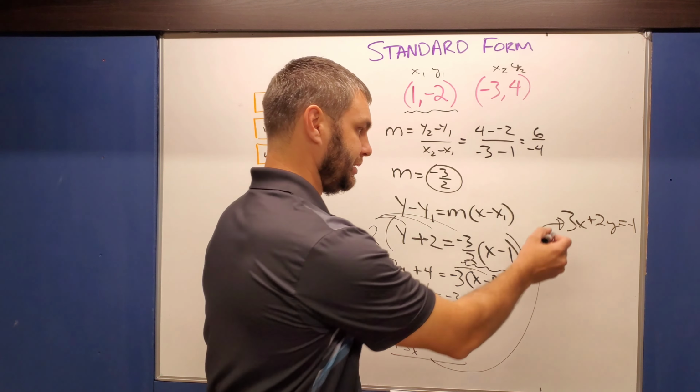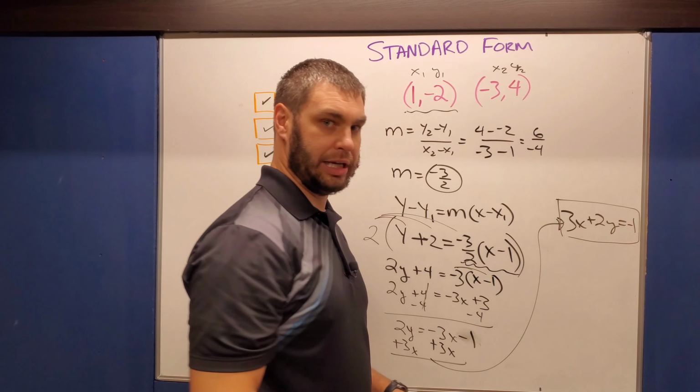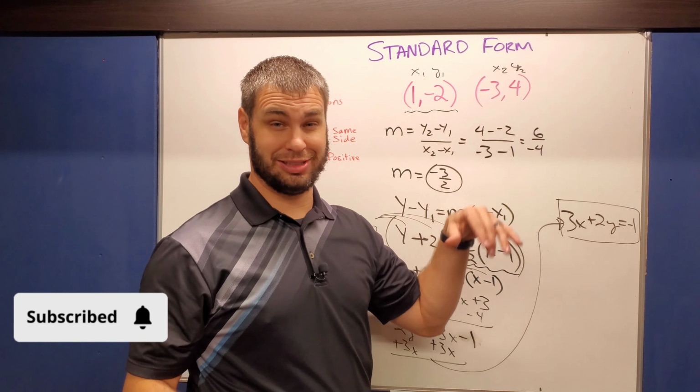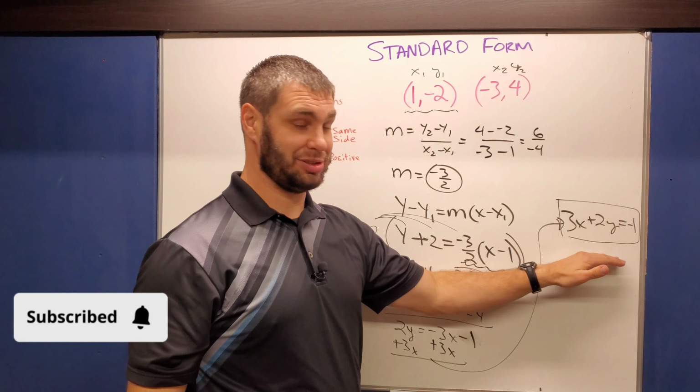So this is the standard form of the equation of the line that goes through the 2 points that we were given at the beginning. So that's how you take 2 points and switch it to standard form.